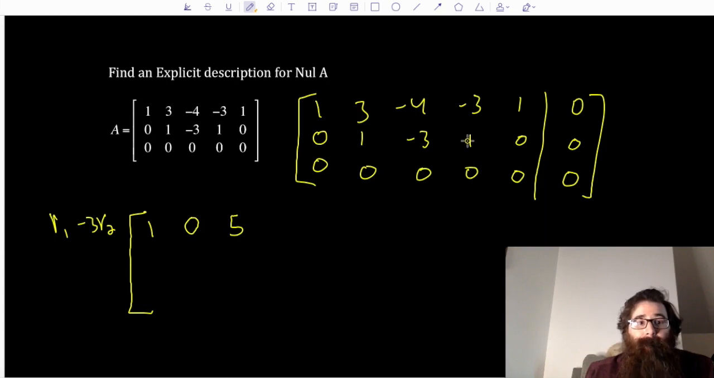Negative 3 minus 3 times 1. That's negative 3 minus 3 gives me negative 6. And then 1 minus 3 times 0 gives me 1. And then augmented with 0 minus 3 times 0 keeps my 0. And I can rewrite rows 2 and 3.